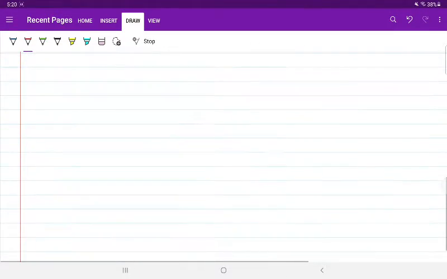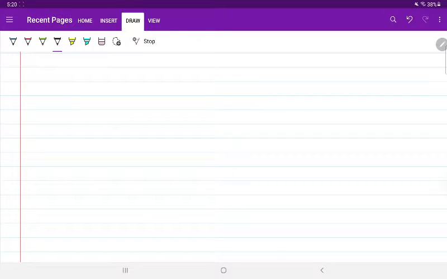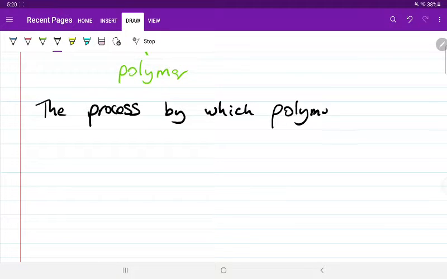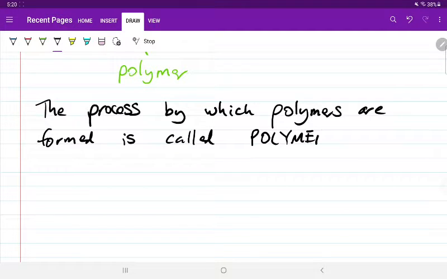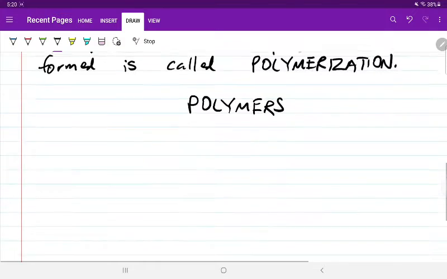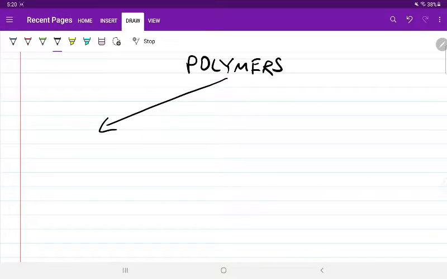Now, we have two different types of polymers that your CXC syllabus requires us to focus on, all right? And the process by which polymers are formed is called polymerization. All right, so some vocabulary words there for you. The process by which polymers are formed is called polymerization. All right, so we have two types of polymers, and these are the types that your CXC syllabus requires that we look at.